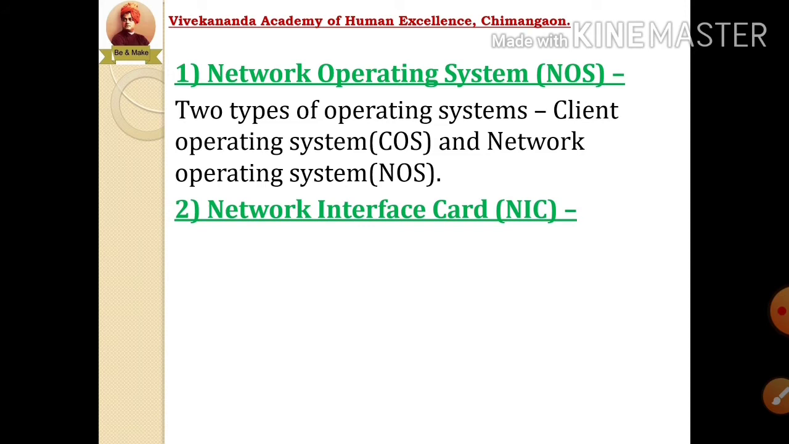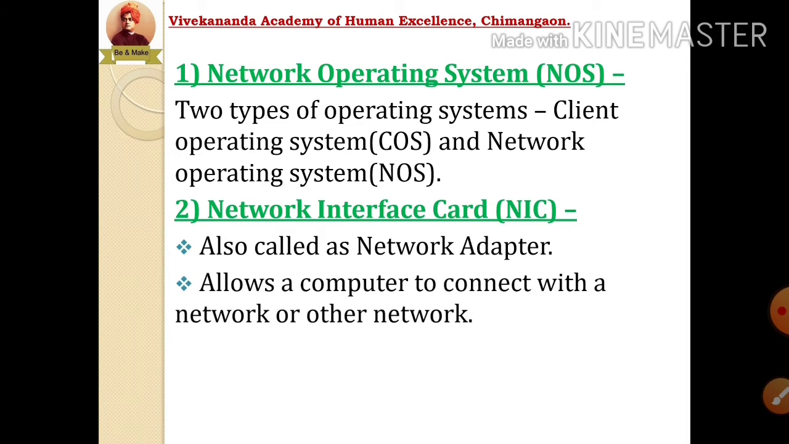The second hardware is the network interface card, also known as network adapter. It is a device which allows a computer to connect with a network or another network. Now, whenever we are connecting more computers with each other, how will they come to know that this data should pass to that particular computer itself? So all these things are done with the help of the network interface card.